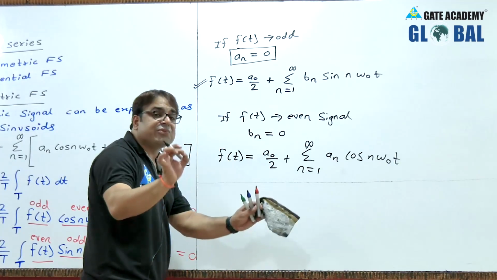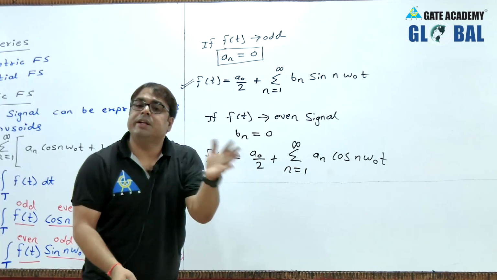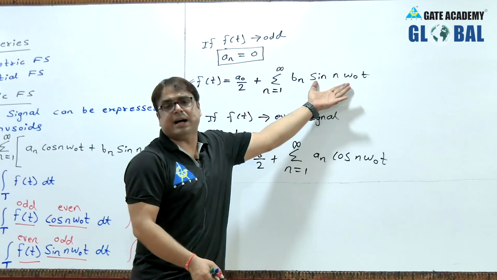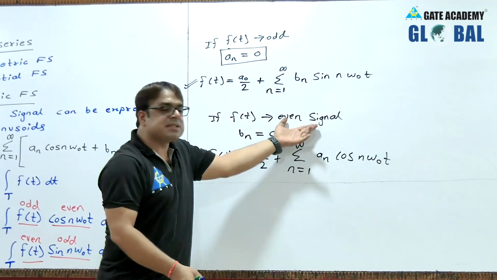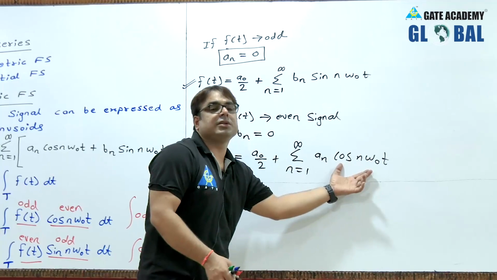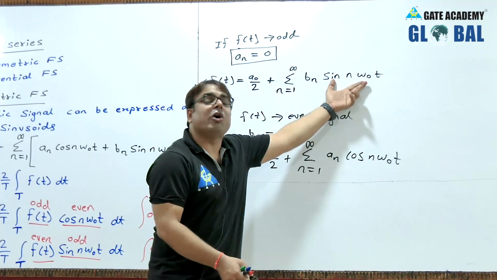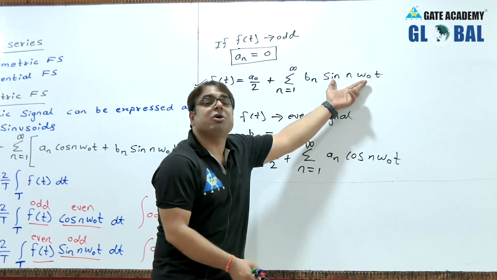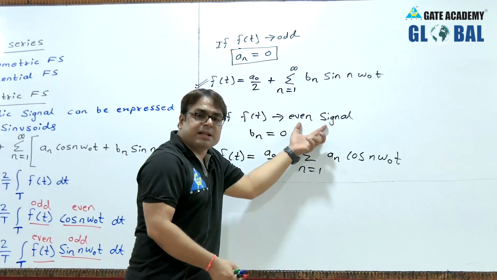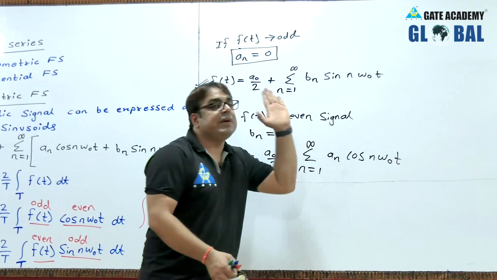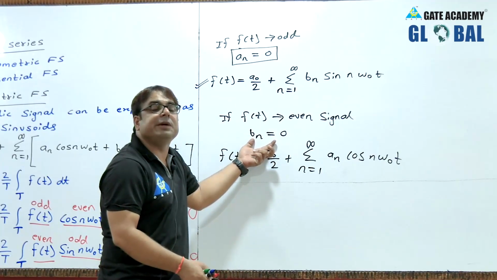See, it is a very simple conclusion. If f of t is an odd signal, it will contain only the odd part, means it will contain only the sine harmonics. It will contain only sine terms. And if it is an even signal, it will contain only cos terms. So it is a very simple result. If it is an odd signal, it should contain only sine terms. It does not contain any cos terms because an is equal to 0. Again, if a signal is an even signal, it will contain only cos terms. It will not contain any sine terms, because Bn is equal to 0.